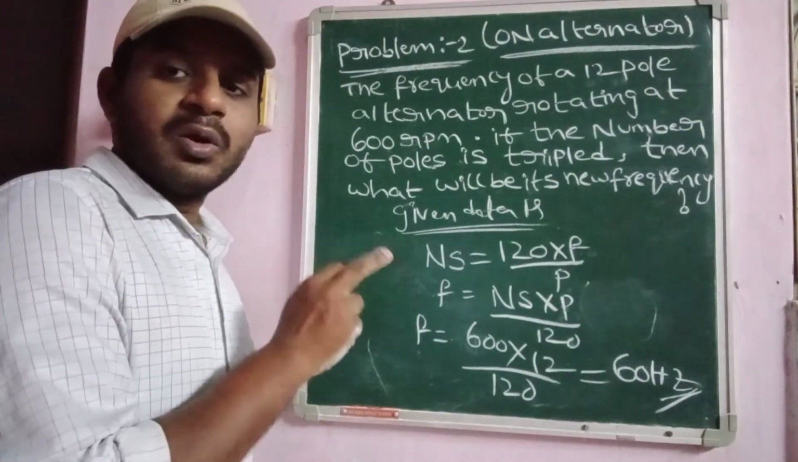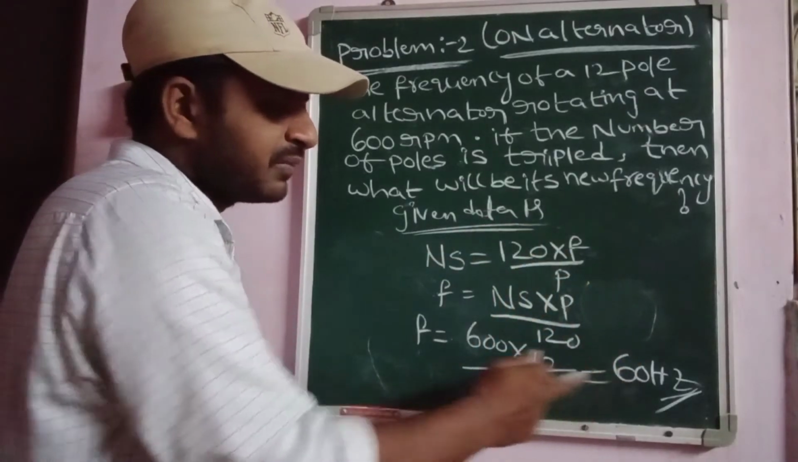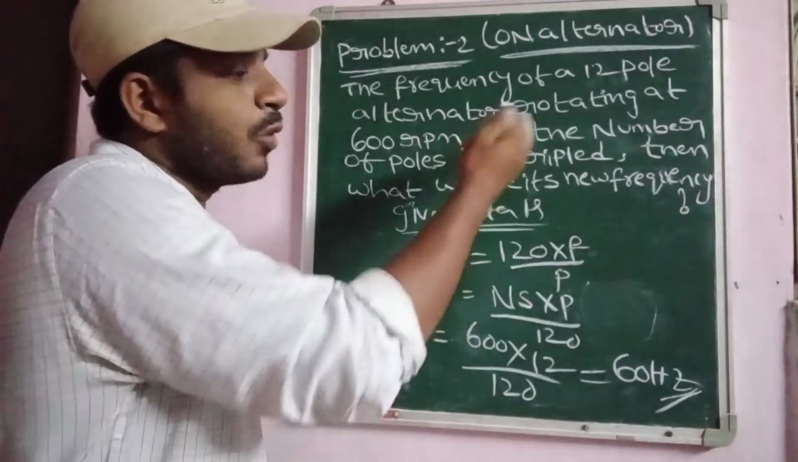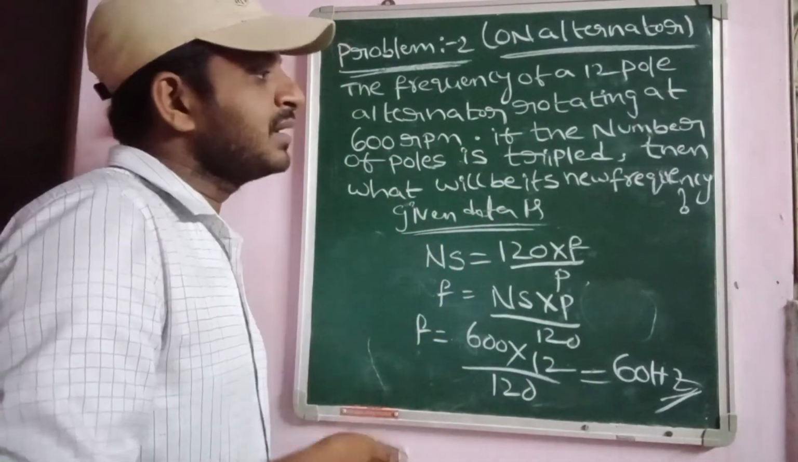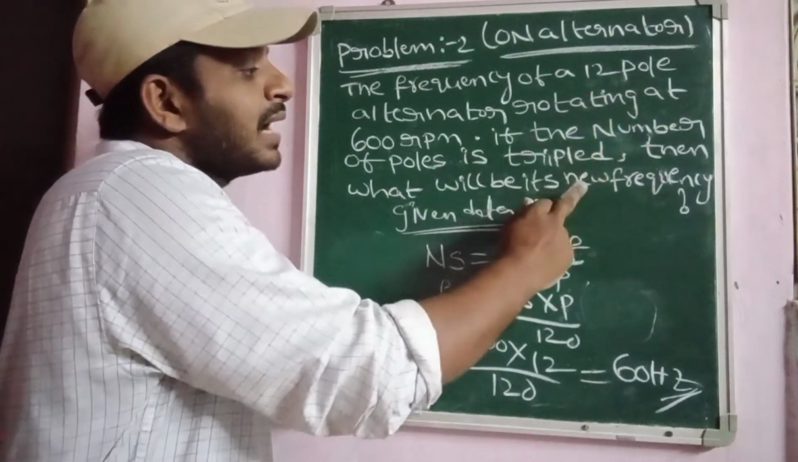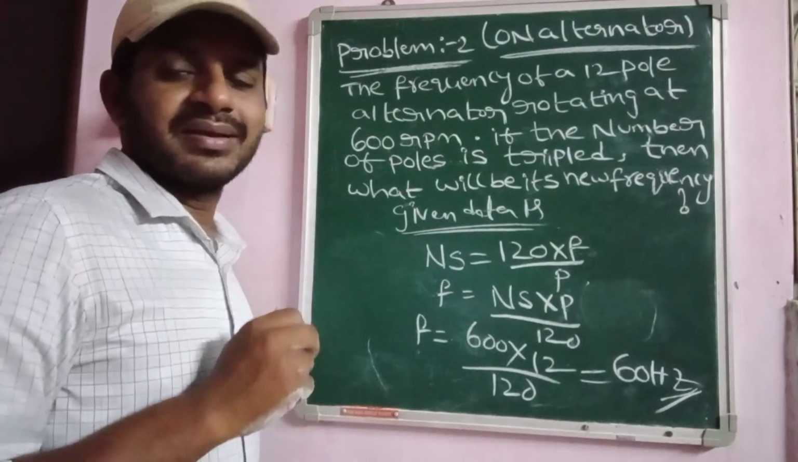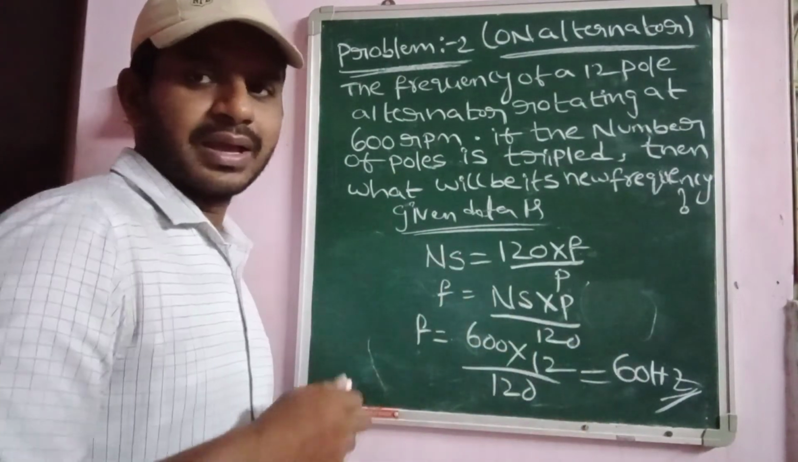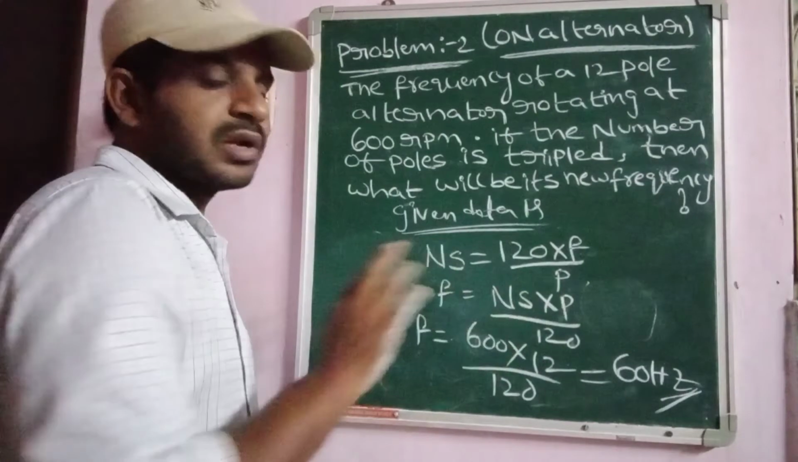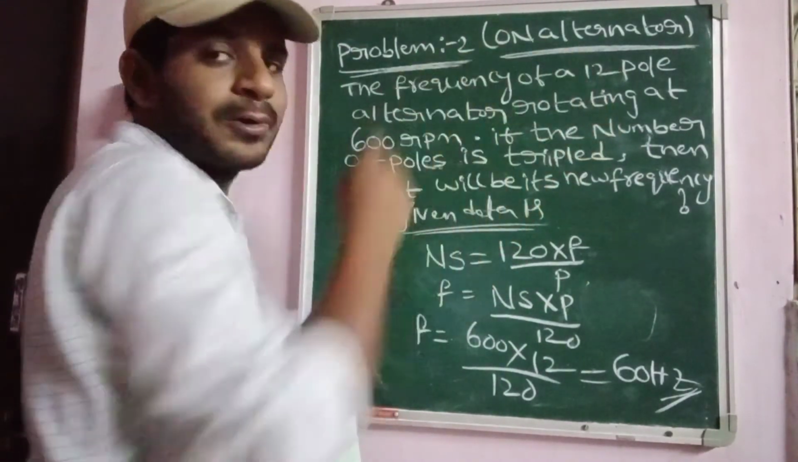But here, this is not the required frequency. What is being asked in the given question is, if the number of poles is tripled, then we require the new frequency. So that is what we require. This is not required here, at 12 poles that is not required. We have to calculate the new frequency when the number of poles is tripled.